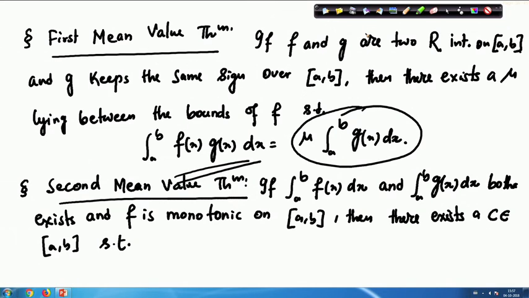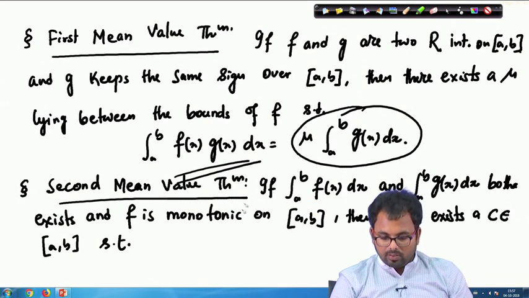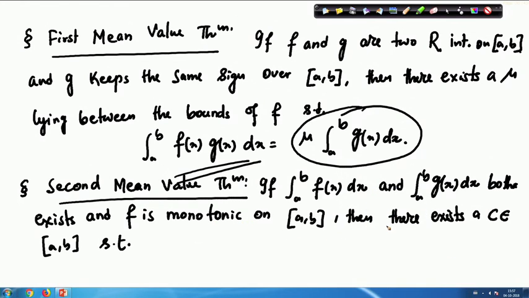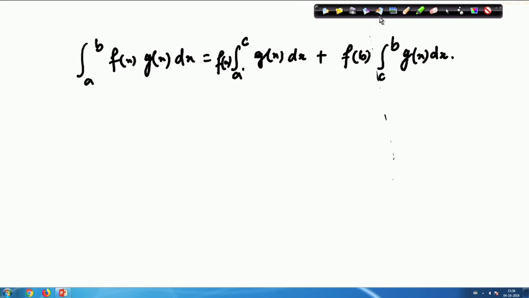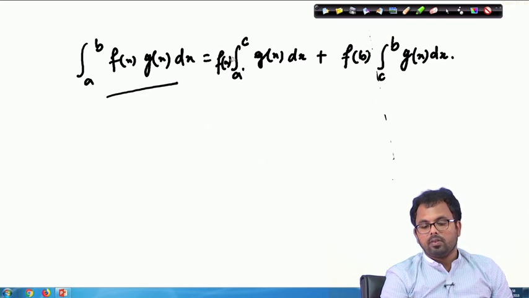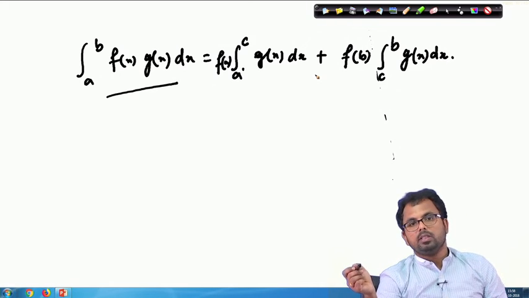This is another interesting theorem. We have Riemann integrable functions f and g, so that these two definite integrals exist, and the function f is monotonic on this closed interval a b. Then we have a point c lying between a and b. All we need is the monotonicity of the function f. Then we can find a c in this closed interval a b such that the integral of the product is equal to f(a) times the integral from a to c of g(x) dx plus f(b) times the integral from c to b of g(x) dx.